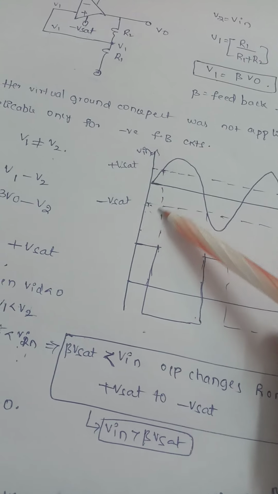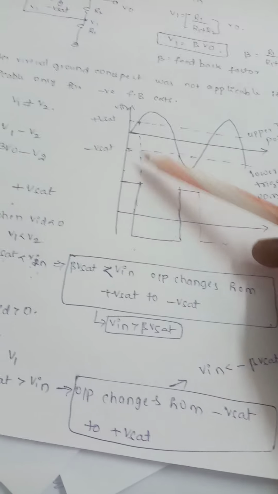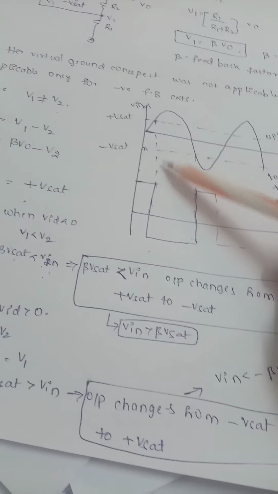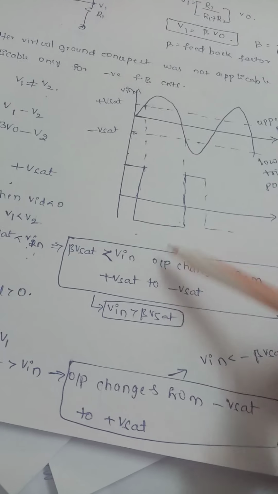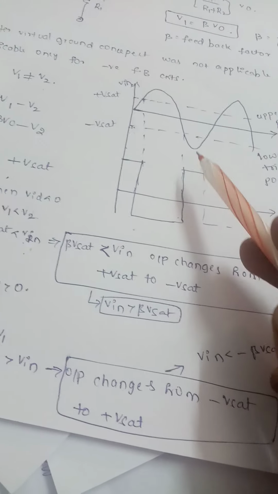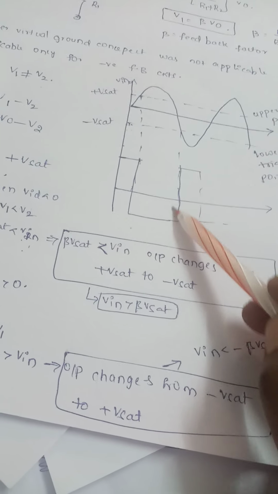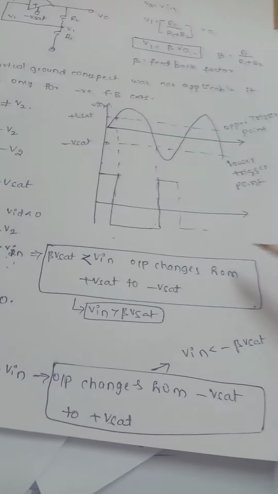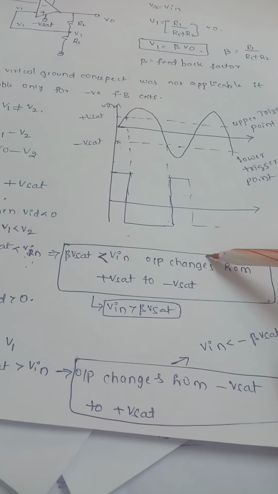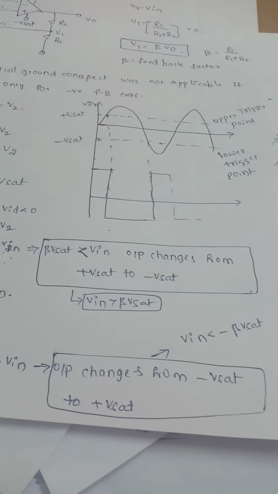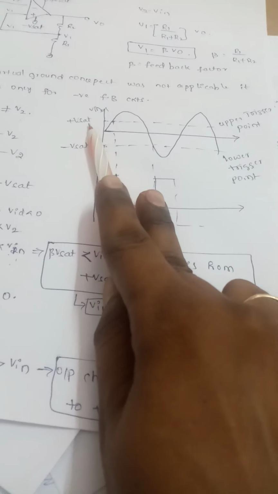After this point Vin is less than minus beta into Vsat. At that point output will change from minus Vsat to plus Vsat. From that we can say that sine waveform can be converted into square waveform. So here this is known as upper trigger point, this is known as lower trigger point.